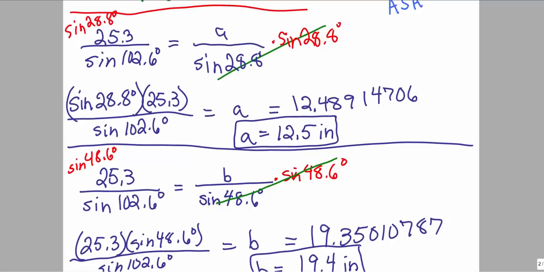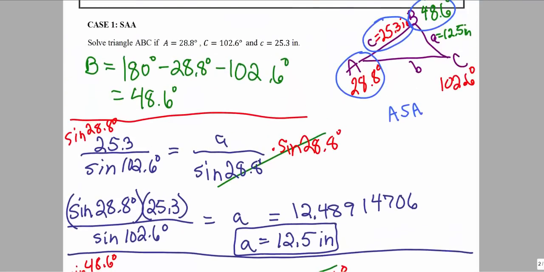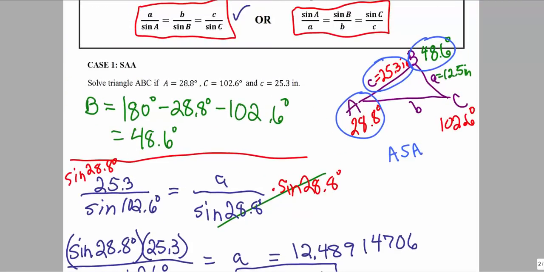I'm going to go back up to the top just to verify that we have found everything within this triangle. So we just found side B here to be 19.4 inches. So now we know side A and side B and angle B when we were given angle A, side C, and angle C.